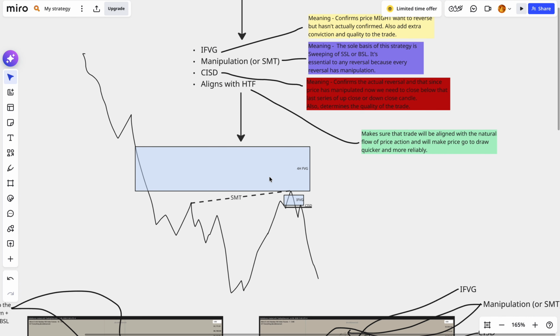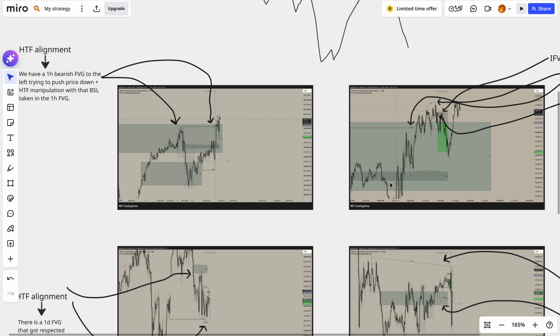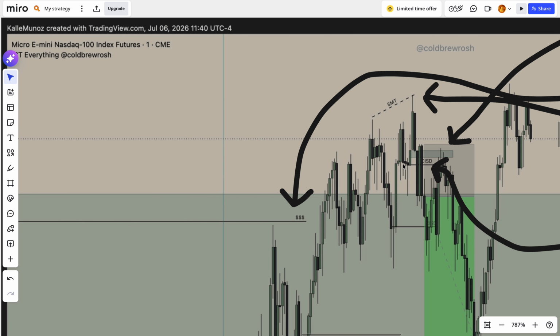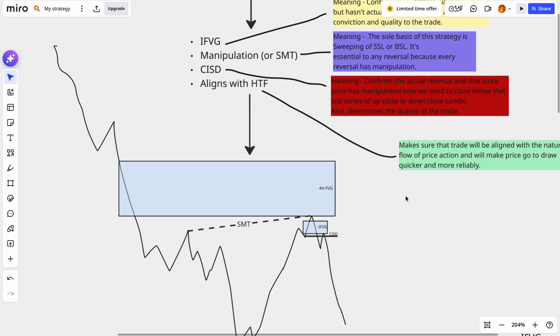And then change of the state. This actually confirms the reversal, and since price is manipulated now, we need to close below the last series of down close candles to confirm that. It can also determine the quality of the trade, because we can get a displacement leg to go through the change of the state that might be 8 candles, and this is still the change of the state. So we could have had 8 candles here and then displaced, and that would have really lowered the quality of the trade. So you can also use discretion for this trade to be like, hey, this is not a good trade.